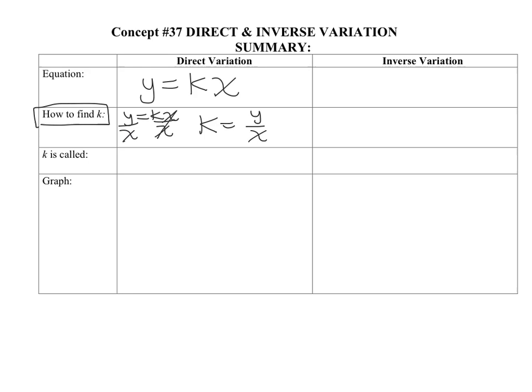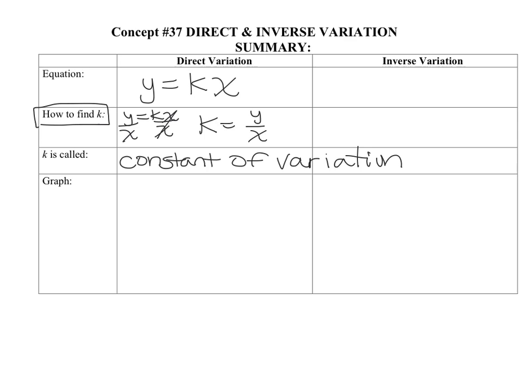If you can't remember how to find k, use the equation, if you can remember the equation. Remember, k is called the constant, spelled with a C, right? It's actually constant of variation. And I'm going to let this bleed right on into the other side because it's also called a constant of variation in an inverse variation as well, okay?